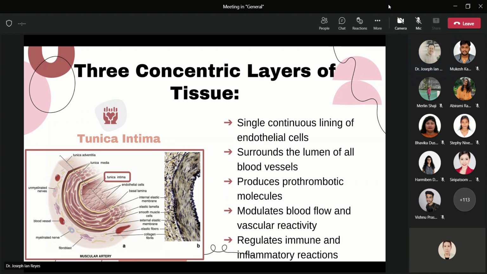It is remarkable for its metabolic properties. This layer regulates the immune reaction and the inflammatory reaction. If there are changes in this layer, that's when the reaction starts. Later we will discuss the atheroma formation. If there are breaks or any changes, then there is a cascade of reactions forming that atheroma.